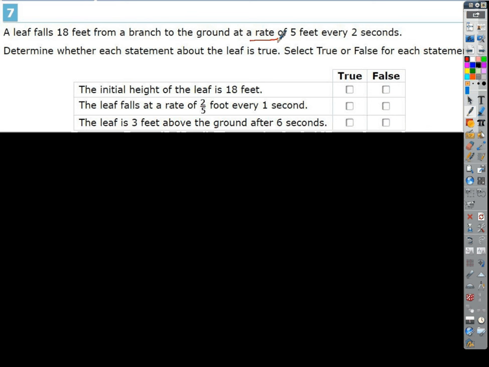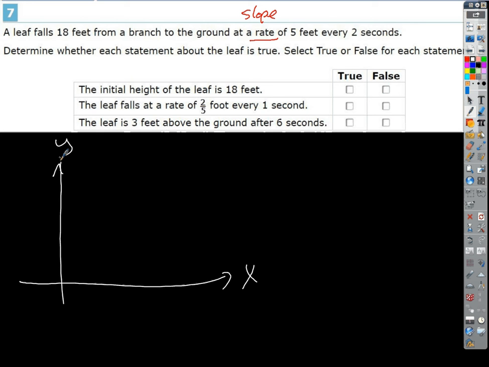Okay, what does rate mean to us when we're talking about a math equation? Slope. Rate always means slope, doesn't it? So we know there's going to be a slope involved. And if it's falling 5 feet every 2 seconds, and we're measuring height, think about what the graph would potentially look like. For now, just think about what you would label the axes. That's really important. That's super helpful. So if we draw the x and y axes, what's represented by the y-axis in this case? What are the quantities that we're comparing?